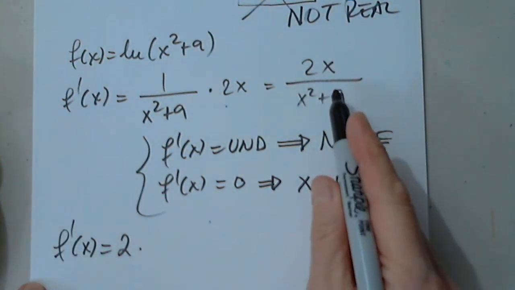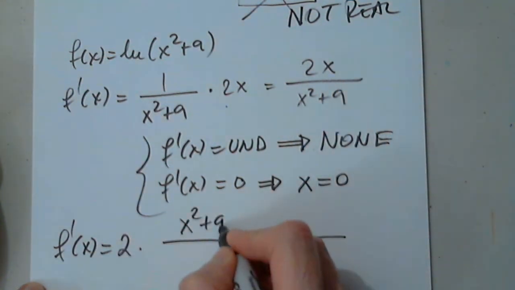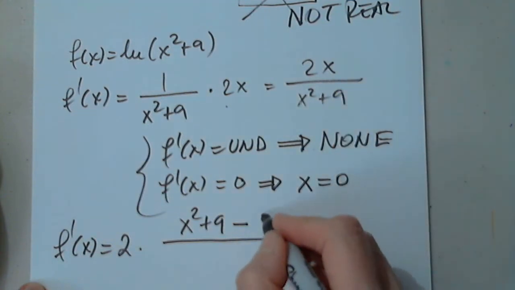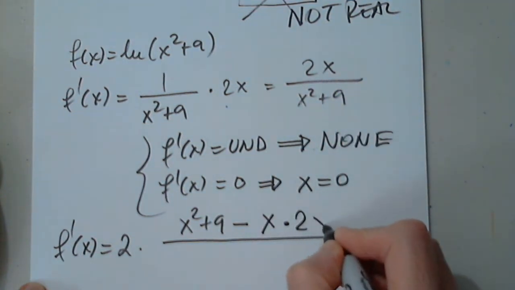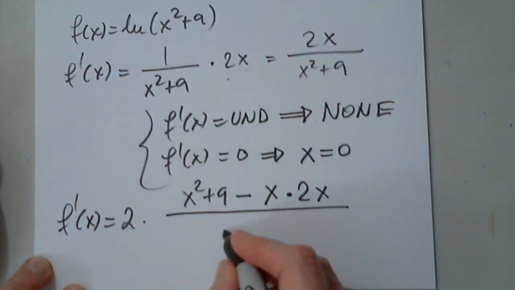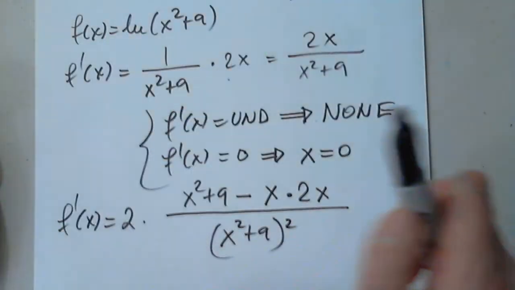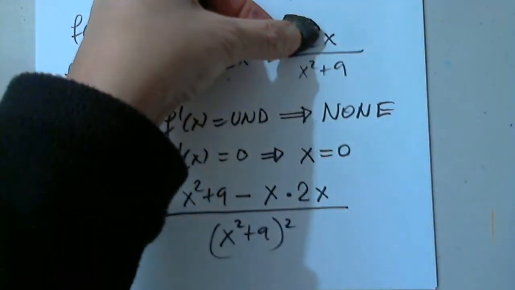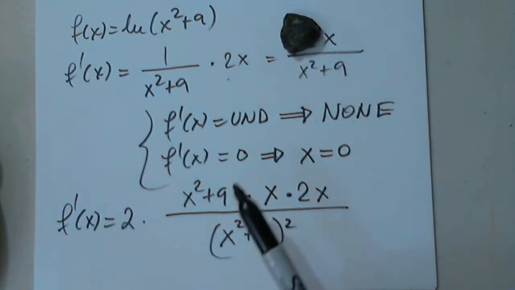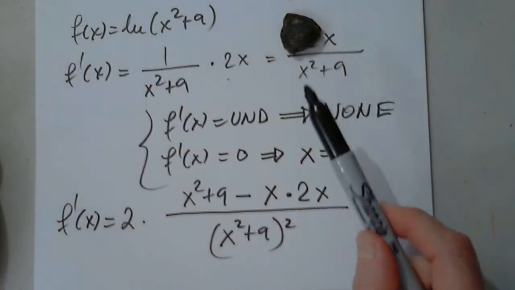Good. So the top prime is 1, x squared plus 9 minus the top times the denominator prime over the denominator squared. One more time. The top prime is 1 times the denominator minus the top times the denominator prime.